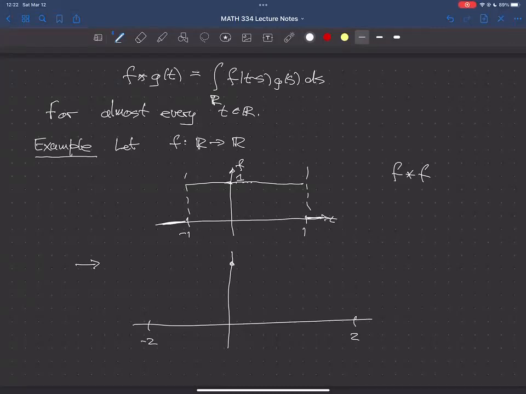Okay, so we decided that at t equals 0, it has the value 2, and we know that outside -2 and 2, it has the value 0. Okay, so I'm plotting here f star f of t. And then what happens is for t's that are near 2 and -2, the overlap is going to be very small, and then the value of the integral is going to be small. And in fact, it's not hard to see that it grows linearly. Okay, and so the graph looks like this.